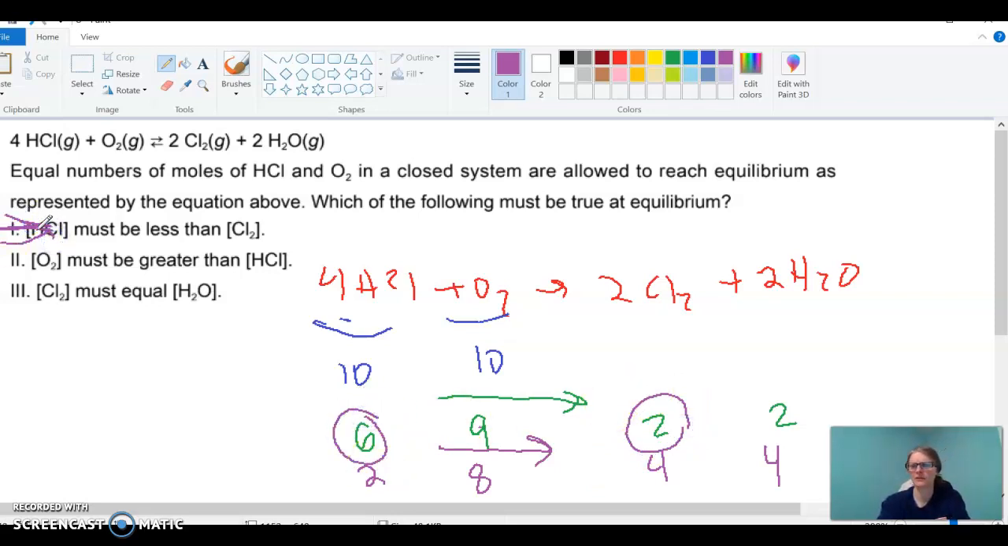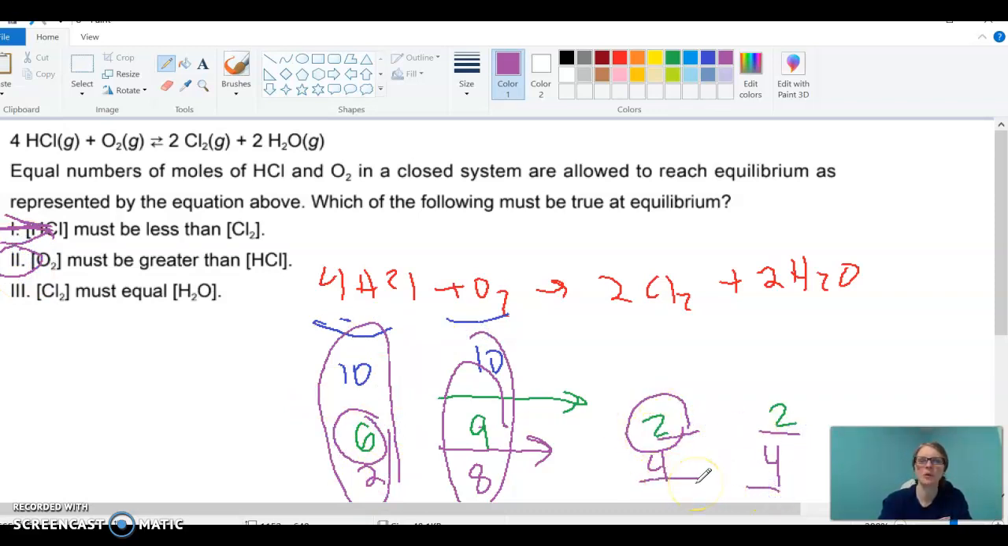That's not true, especially if I look at my green lane or my purple lane. So O2 must be greater than HCl. O2 must be greater than HCl. That is true. This one is a true statement. Cl2 must equal H2O. Yes, these two are equal every time. That's because we start with only reactants. So that's why 2 and 3 are correct.